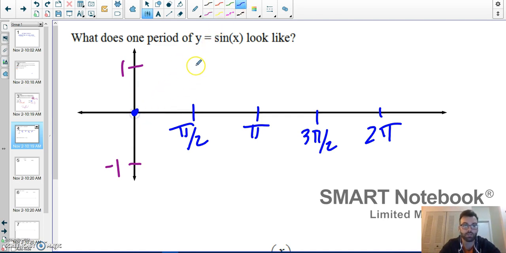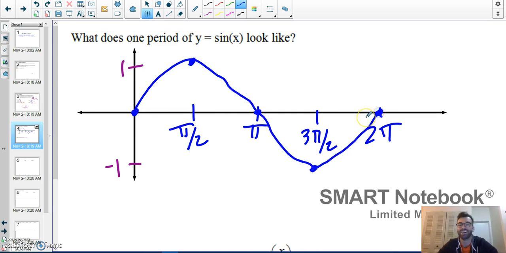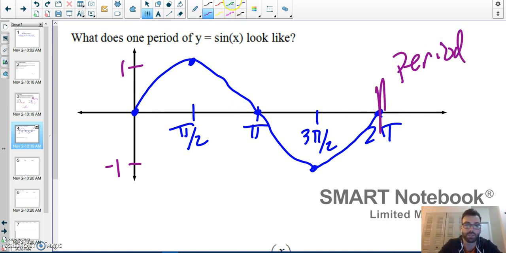Start at 0, go to 1, 0, negative 1, 0. It's tough to draw this little thing. All right, so that's about what a sine curve looks like. This is one period here. That's a period. Okay, let's label some other important things.